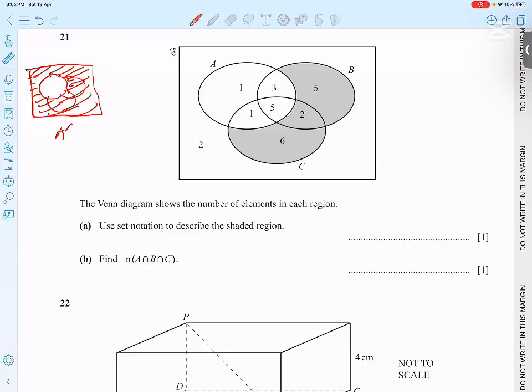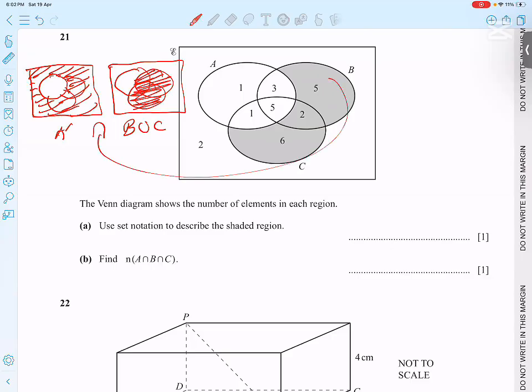Okay, if I ask you what is this? Because I need this part, both B and C together. So can I say, students, I need both. This is called B union C. B union C.